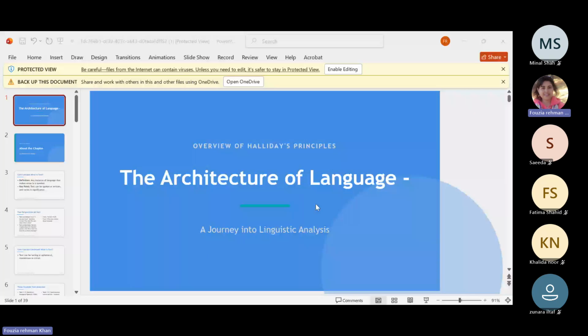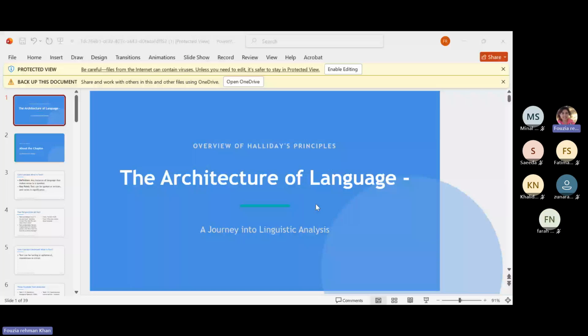Therefore, the first thing we need to differentiate is the difference between traditional grammar and functional grammar. The terms are self-explanatory: traditional grammar and functional grammar. What might be the difference between the two? It would, of course, reflect the readings that I've given you. Yes, what might be the difference?